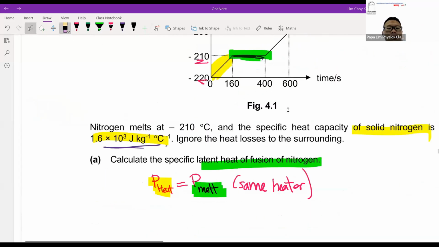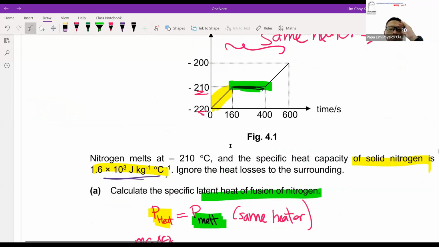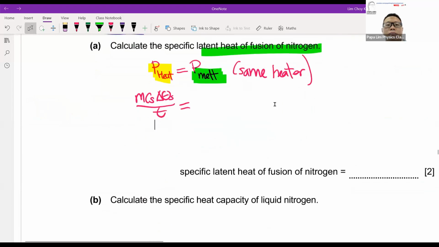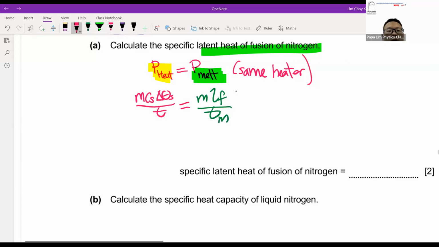For the heating phase, the energy needed is mc_solid delta theta. But we are looking at power, so we must divide by time. For melting, which is the green horizontal line, the formula will be mLF, and again we must divide by time because it is power. So this is for melting, and this is for heating. With this, we do a simple manipulation. The m and m cancel. Then, if I rearrange the formula, LF will be c_s delta theta Tm divided by TH.